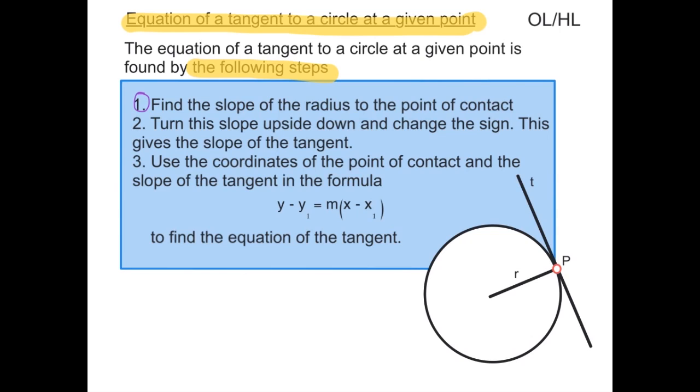So in the diagram that we have down here on the bottom right, we want to find the slope of this line here from the center of our circle to our point of contact here labeled P. Then we turn this slope upside down and change the sign. This gives us the slope of our tangent line.